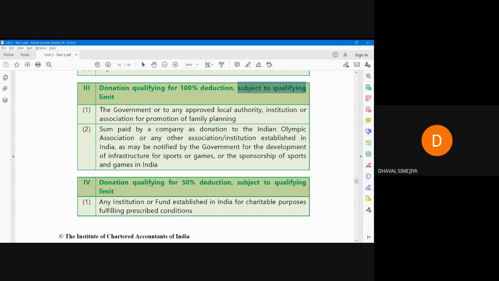First point, the government or any approved local authority, institutions or association for, you have to remember this word, promotion of family planning. If the family planning word is given, then you immediately strike that this is from third table.